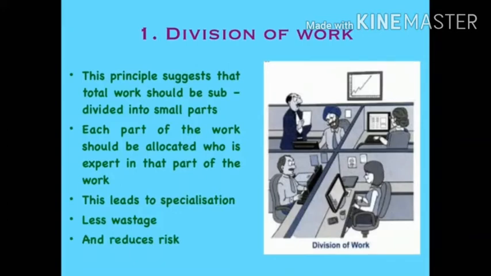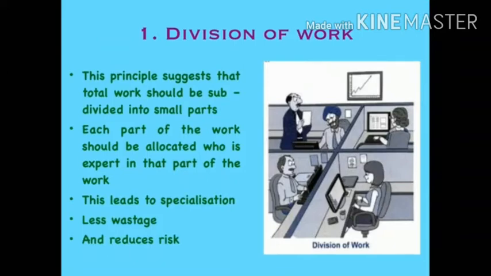As we have already learned the 14 principles of management, now one by one we will learn, that is, the first principle, division of work. Okay, this principle suggests that total work should be subdivided into small parts. As you are seeing in the picture given, it is divided into 4 parts. The manager comes and gives instructions to the 4 departments, and the work is allocated in the 4 divisions, so that the work is done efficiently.